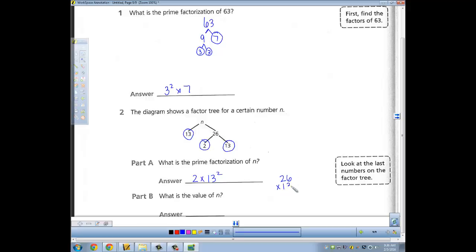So let's do that on the side. 6 times 3 is 18, carry my 1. 3 times 2 is 6, plus 1 is 7. Done with that. I'm going to bring down a 0. 1 times 6 is 6, 1 times 2 is 2. Then add those. 8 plus 0 is 8, 7 plus 6 is 13, carry the 1, 2 plus 1 is 3. So the value of n was 338. So prime factorization of 338 is apparently 2 times 13 squared.